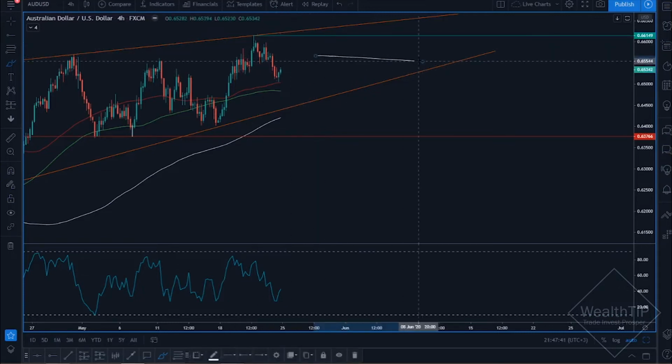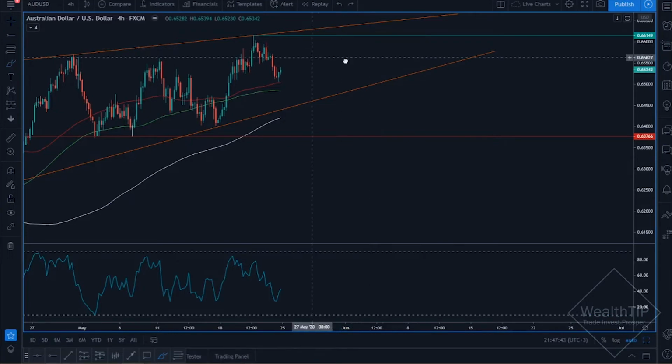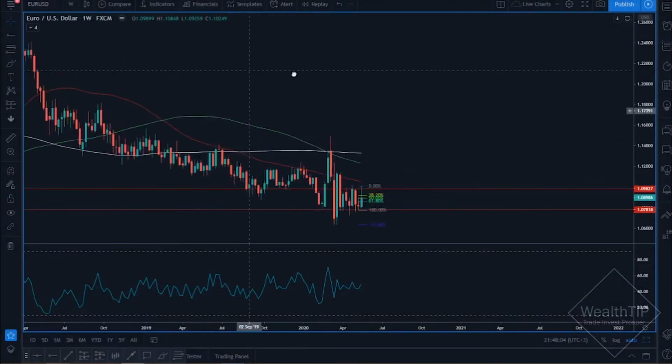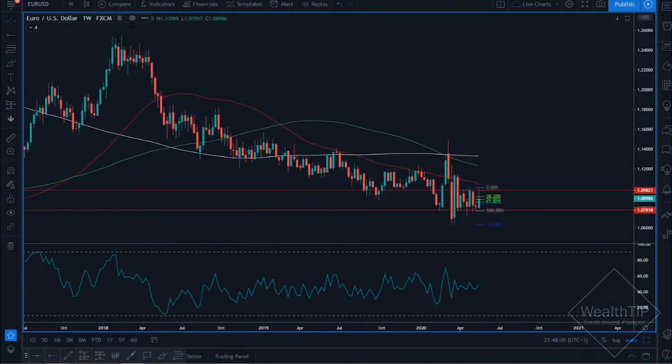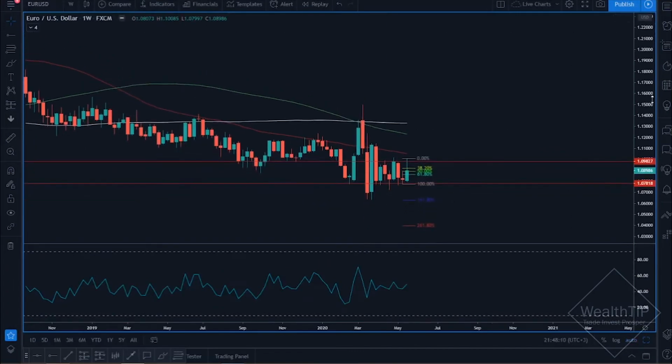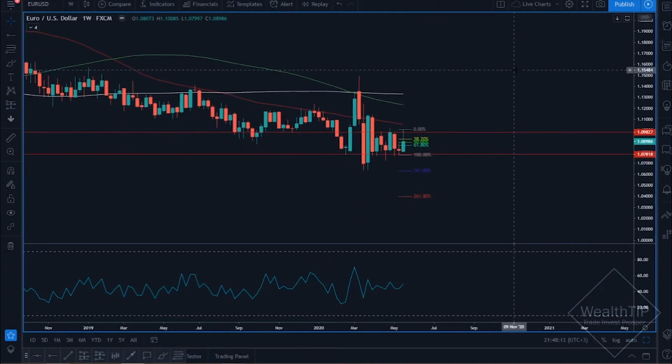Let's go ahead and jump over to our next pair, and we will have a look and see what the market has to say about that. Okay, guys, so we're jumping over onto the euro dollar, and this pair is highly inversely correlated with the dollar index, as the euro makes up the bulk of the basket of the dollar index.